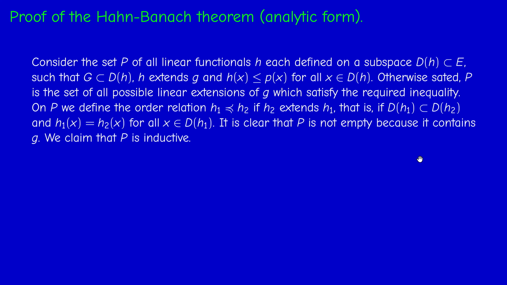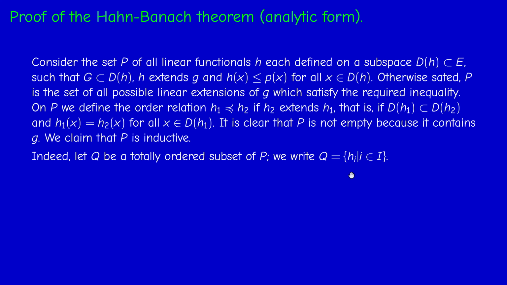Now we claim that P is inductive, which means once again that any totally ordered subset of P is bounded from above with respect to this order relation. We gave this as a fundamental example of order relation between functions. So consider a subset Q of P, which is totally ordered with respect to this extension relation. Q is a collection of functions, so we can write it as a family h_i, where i runs in some index set I. This is convenient, but not necessary.